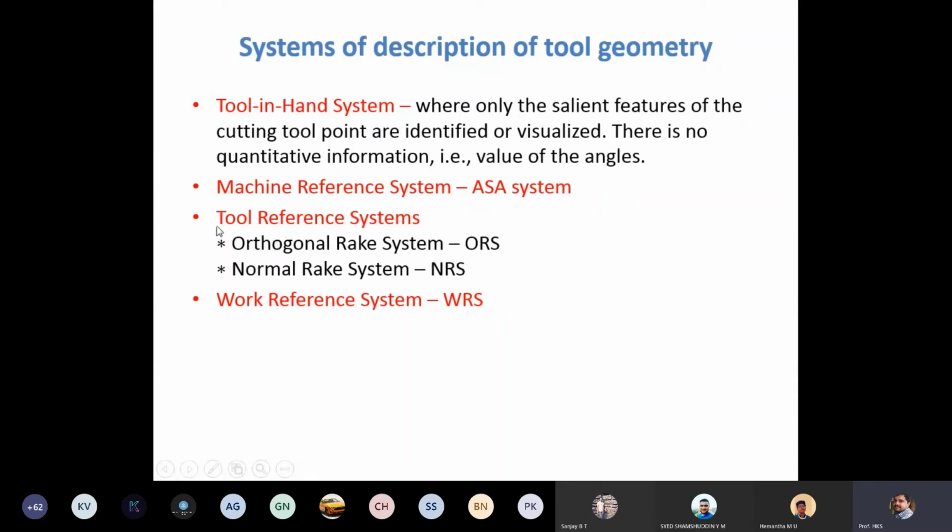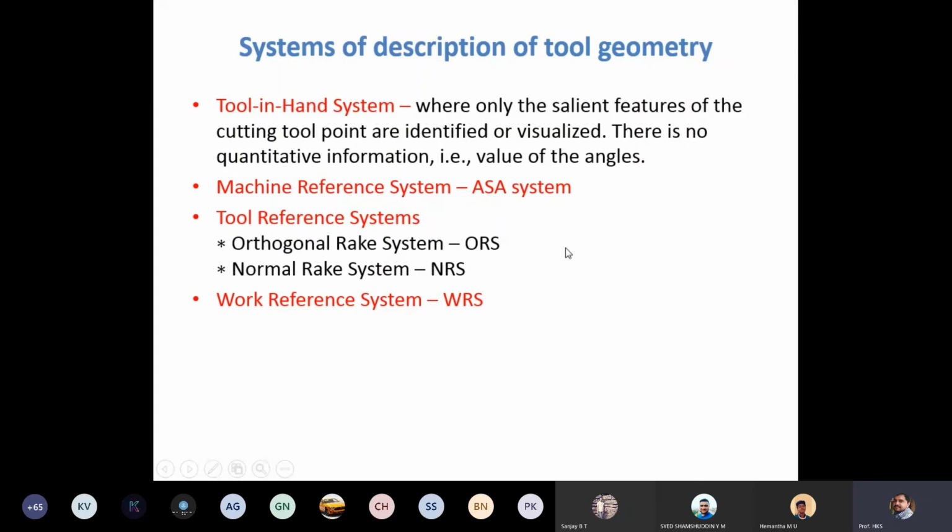In tool reference systems, you are considering the tool as a reference. Again, in that there are the orthogonal rake system and the normal rake system, and we are going to discuss these in detail. There is another system, the work reference system, where you consider the work itself as a reference, but it is not included in the syllabus. In this class, I am going to discuss the tool in hand system in brief and the machine reference system in detail. In today's session, I am going to cover the first two systems, the tool in hand system and the machine reference system.